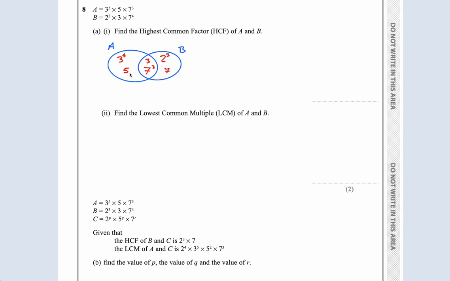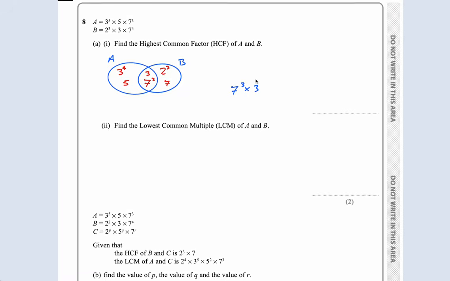Okay, guys, if you didn't know what I was talking about there, I suggest you revise this, because it's important you can draw the Venn diagram. But once you have the Venn diagram drawn, these two questions are easy, because the HCF is just what's in the middle. So the HCF is 7 cubed times 3.